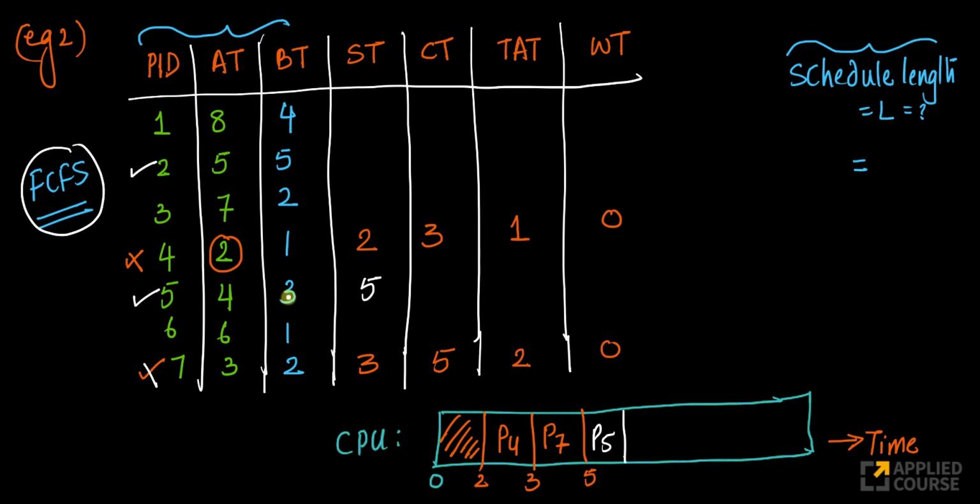And when would it complete? 3 plus 5 is 8 seconds, it would complete. What is the turnaround time? Completion time minus arrival time. So 4 seconds. What is the wait time? Turnaround time minus burst time, which is equal to 1 second.